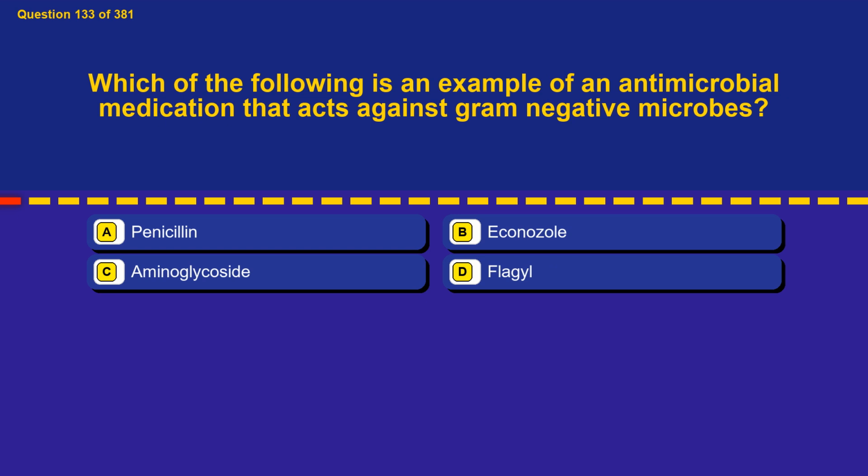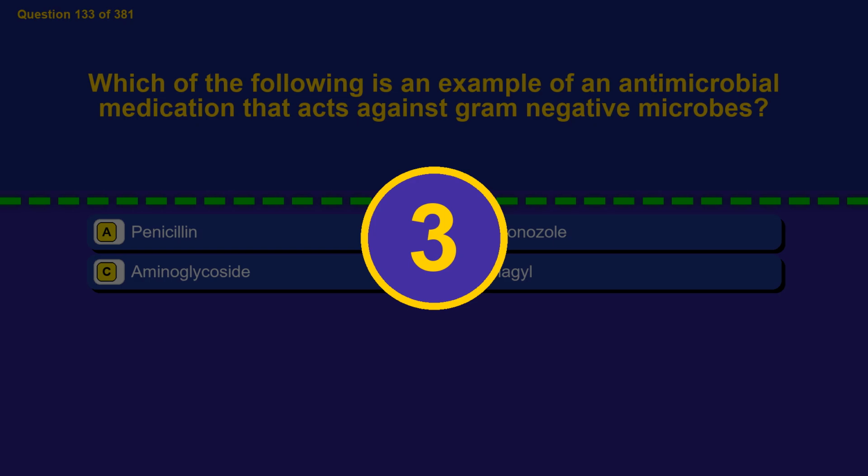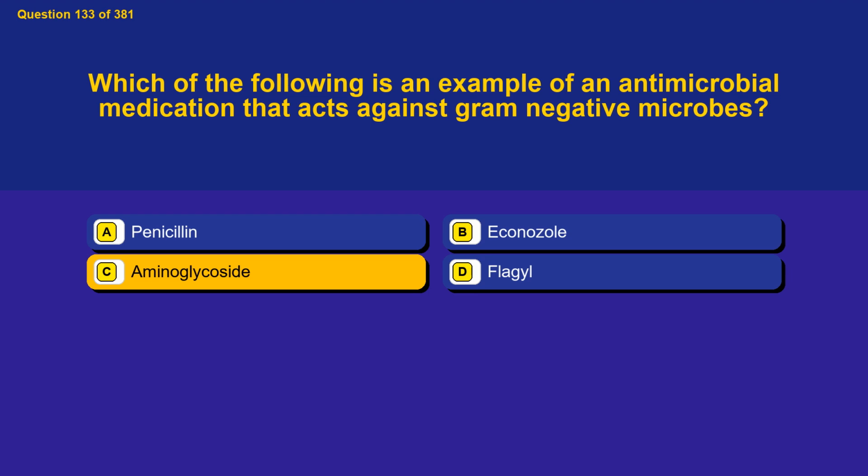Question 133. Which of the following is an example of an antimicrobial medication that acts against gram-negative microbes? Option A, penicillin. Option B, itraconazole. Option C, aminoglycoside. Option D, Ofloxacin. The correct answer is option C, aminoglycoside.